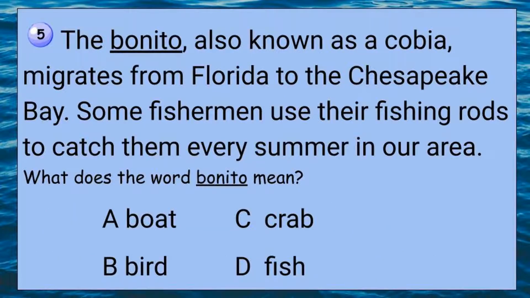Number 5. The bonito, also known as a cobia, migrates from Florida to the Chesapeake Bay. Some fishermen use their fishing rods to catch them every summer in our area. What does the word bonito mean? A, boat, B, bird, C, crab, or D, fish. Pause the video and write down your answer.